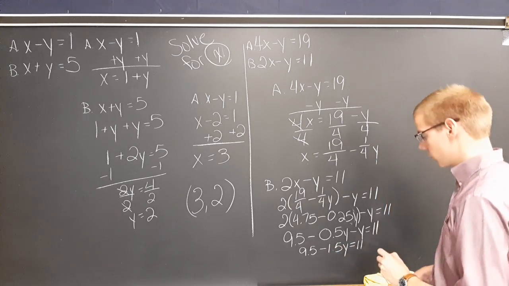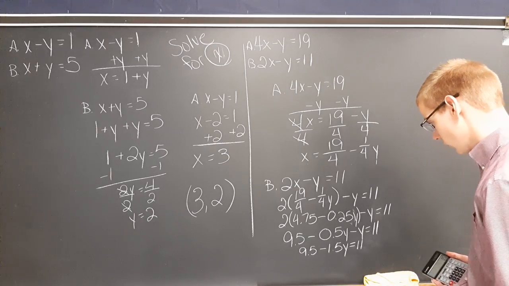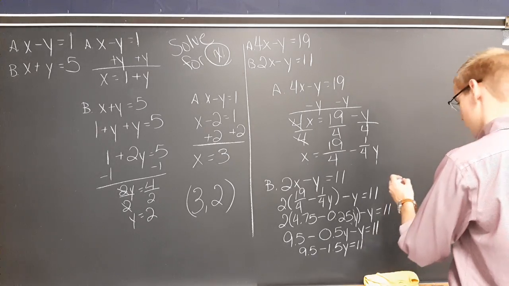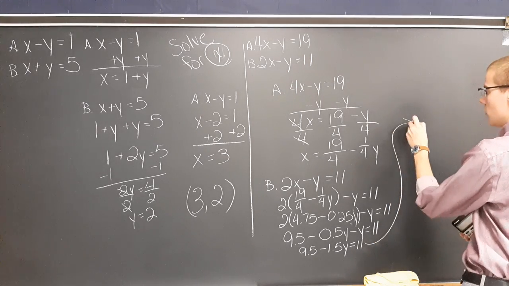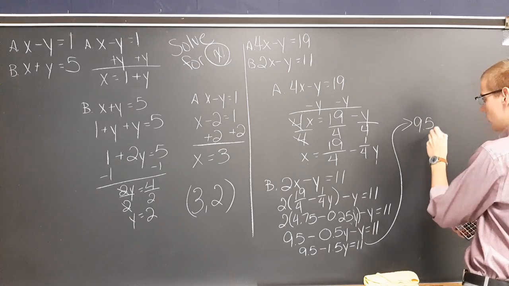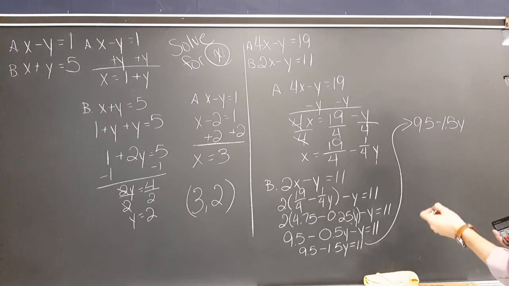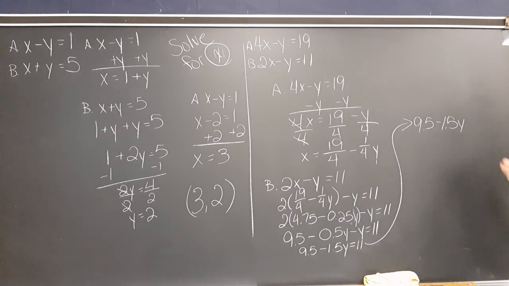Equals 11. And then I will move this over here, that way we can see it better. 9.5 minus 1.5y equals 11.